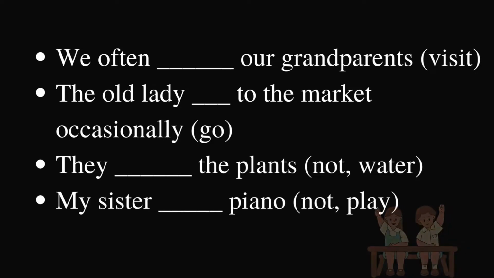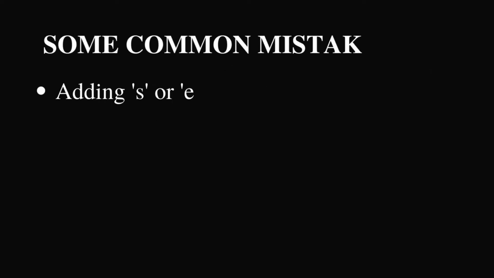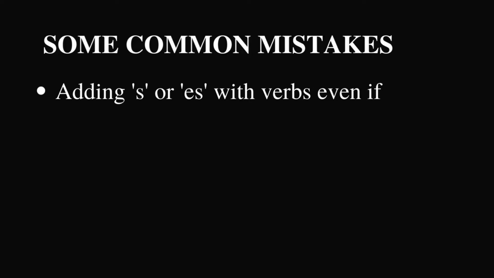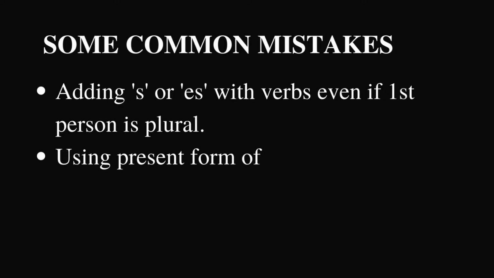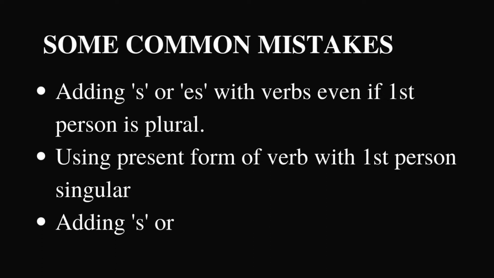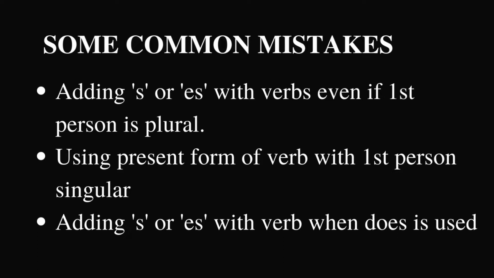Before ending the video, I want to discuss some common mistakes we make while using present indefinite tense. We often add s or es with the verb even if the first person is plural. We often use present form of the verb with first person singular, whereas we have to add s or es at the end of the verb. And the most common mistake is adding s or es with the verb when does is used in the sentence.